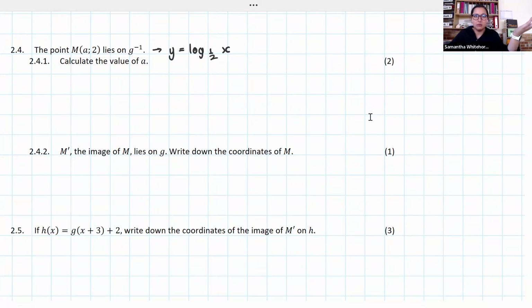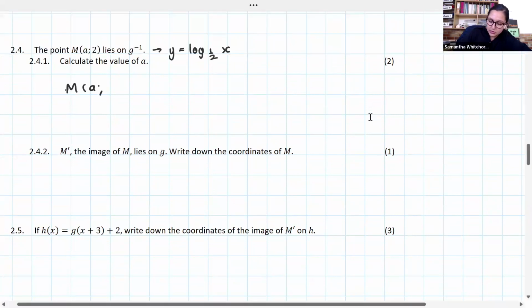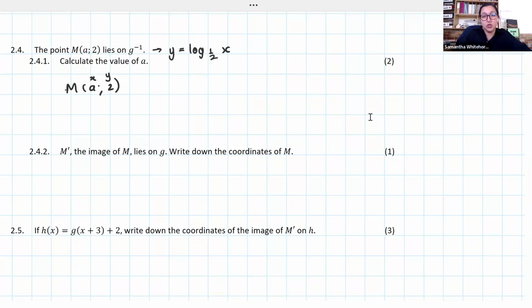Okay, that's fine. I just sub it into the equation that I have. I've been given a coordinate, M (a; 2). This is an x, this is a y. Sub it into the graph. That's usually what we would do to find a missing value. So let's do it. 2 is equal to log base a half of x, and x is now a. Unfortunately, we can't put this in our calculator, but we can convert it back to an exponential. So again, using your rule, you can convert back to an exponential and then determine what your value of a is.